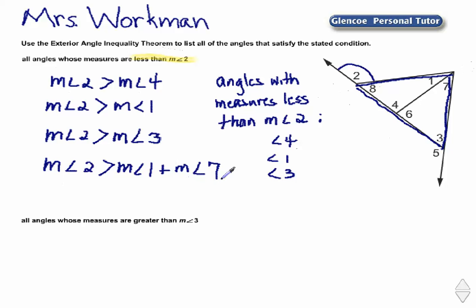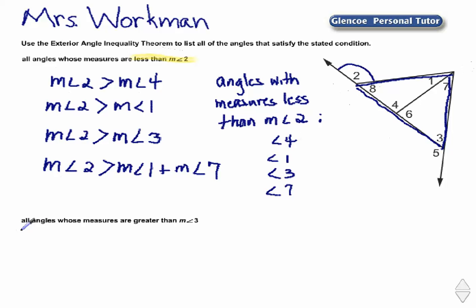And from this statement, the measure of angle 2 is greater than the measure of the sum of these two angles. We already know that the measure of angle 1 is less than the measure of angle 2. Now we know that the measure of angle 7 is likewise less than the measure of angle 2. So angles with measures less than the measure of angle 2 are these. We'll move on now to the second part.